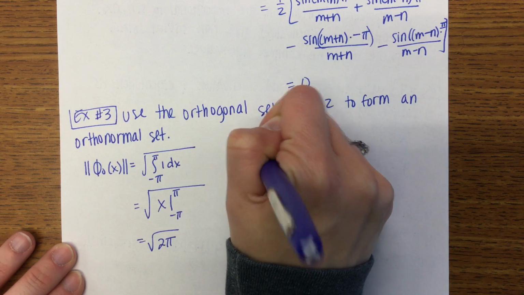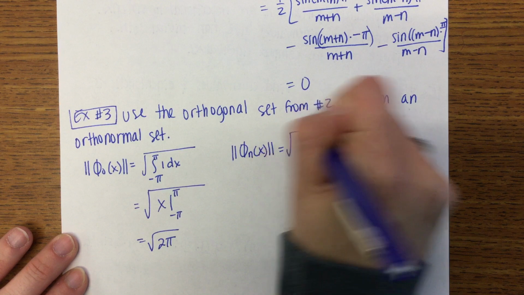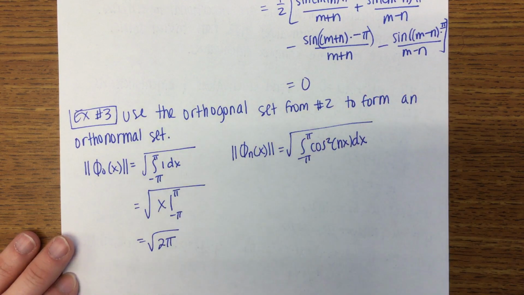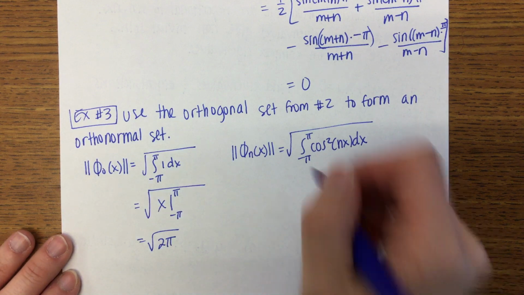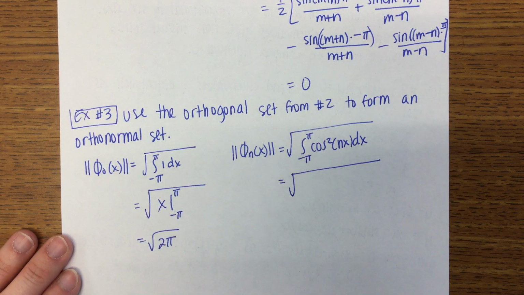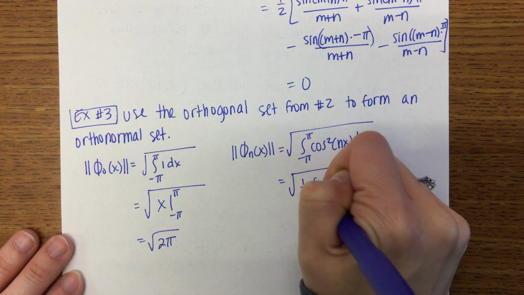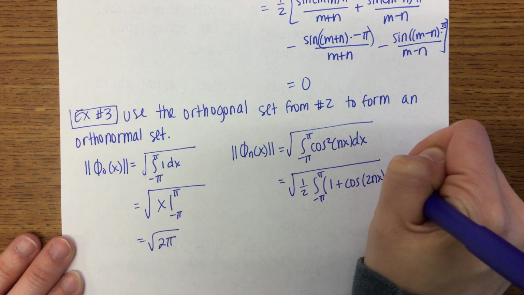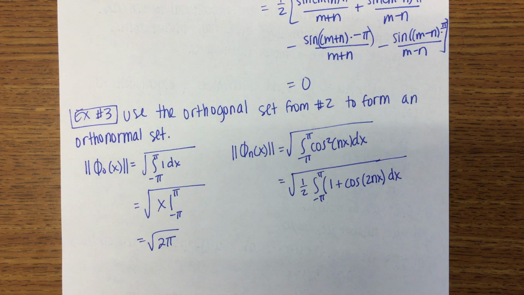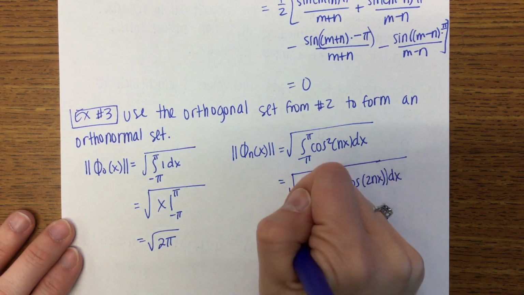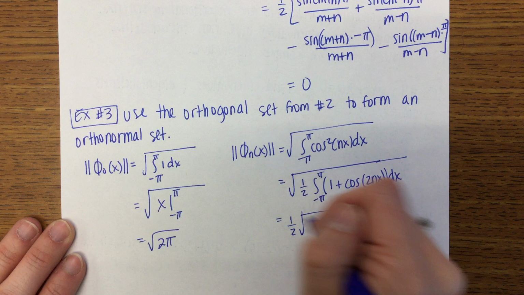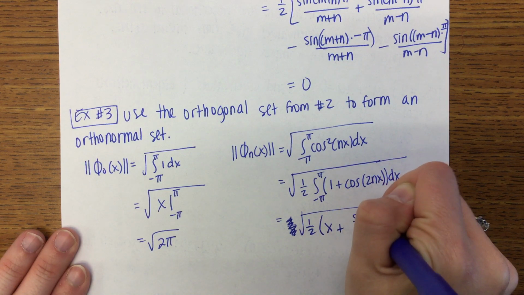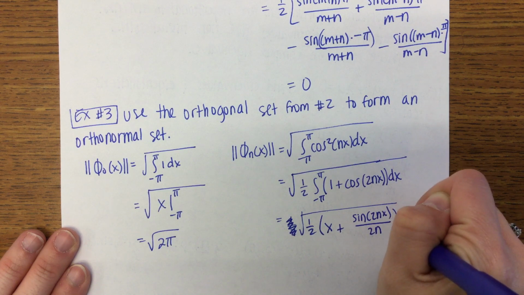Then if we consider all of the other functions, we're going to get the square root of the integral from negative pi to pi of cosine squared of nx. Hopefully this one you do remember. This is the one with the 1/2. We're going to end up with 1 plus cosine of 2nx. So integrating this, we're going to get x plus sine of 2nx over 2n, from negative pi to pi.